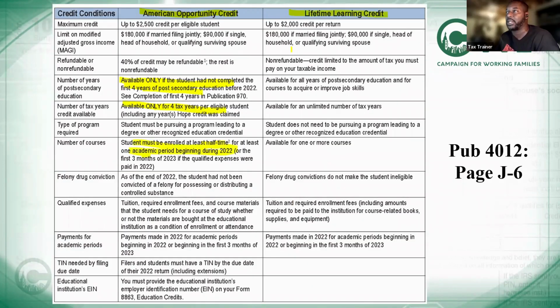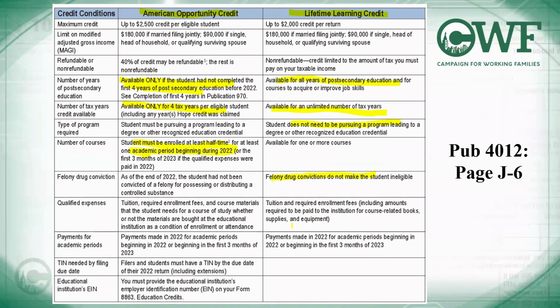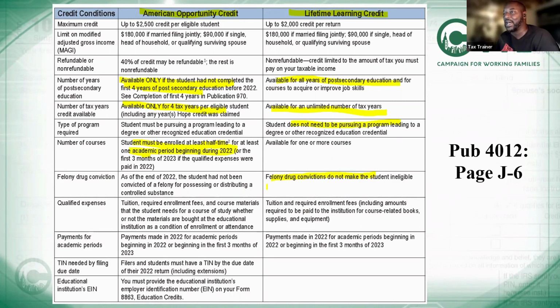So the lifetime learning credit is available all years, an unlimited amount of tax years. He does not have to be pursuing a degree. Even a felony drug conviction doesn't make him ineligible, so they're good. So this is somebody who's really going to school and trying to improve their job skills, and that's what he was doing. He was improving his job skill, so he can use this.